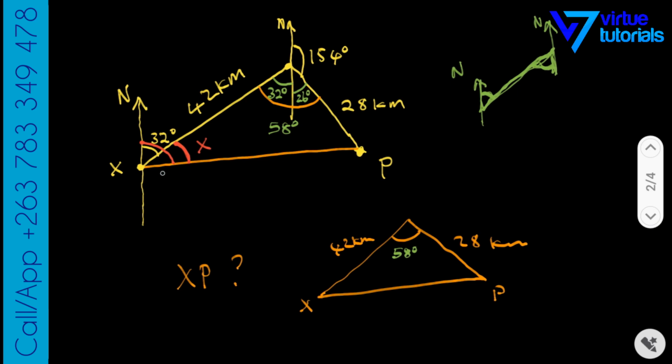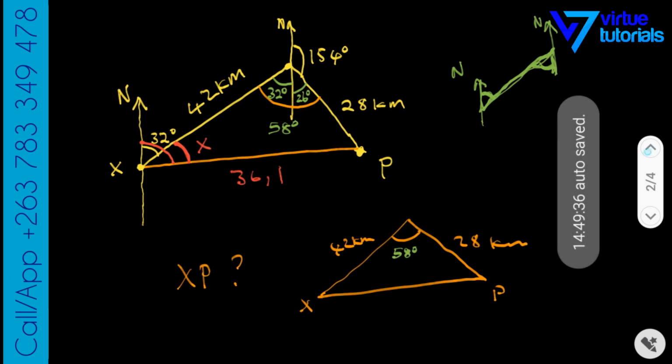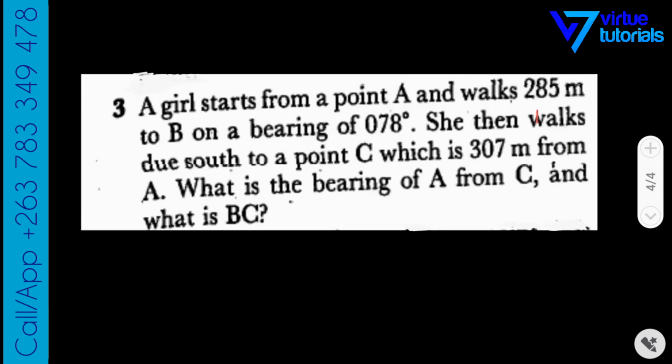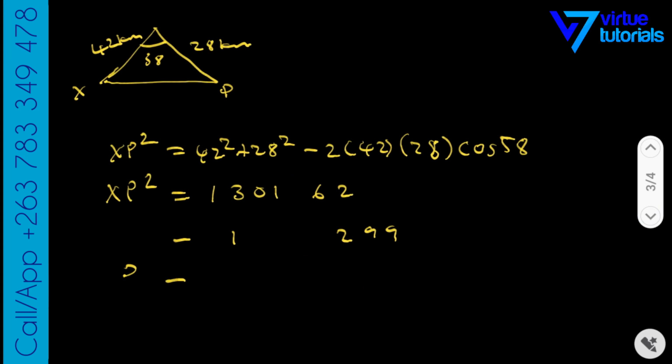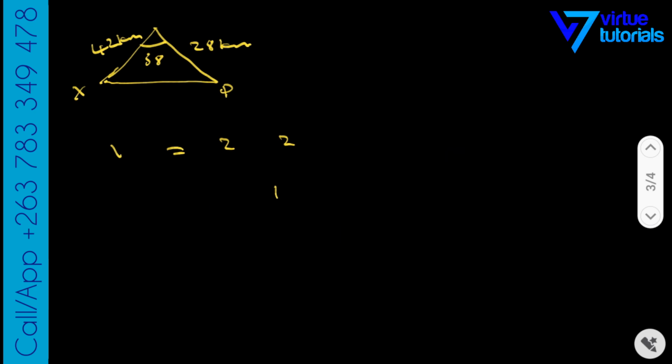But we now know that XP from our calculation is 36.1. So we have a triangle with 3 sides and we're looking for X. So we can draw it, right? Let me just remove most of this. All right, so there we are. XP is 36.1, and now we're just looking for this angle X, right?